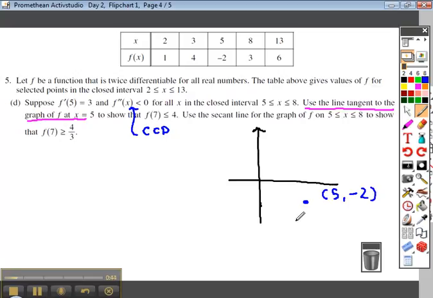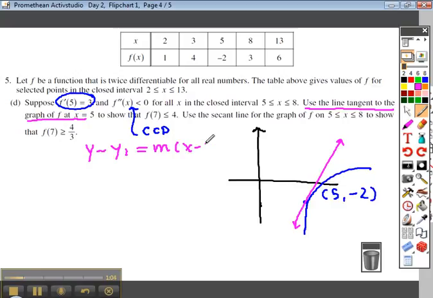But I do know another fact. I know that the first derivative is positive 3 at 5. So I know it's going uphill, and I know it's concave down, so maybe something like this. I'm not sure, okay? But what I need to do is write the equation of this tangent line. And to do that, I'm going to use point-slope: y minus y1 is equal to m times (x minus x1).